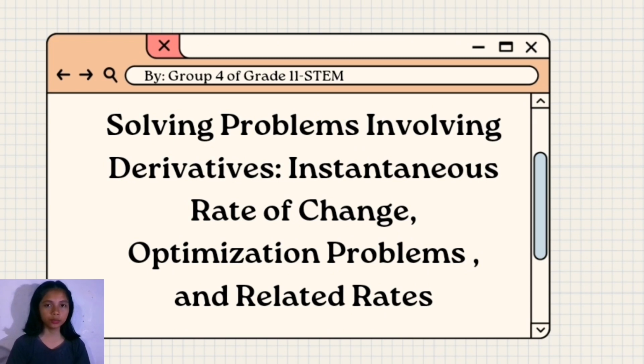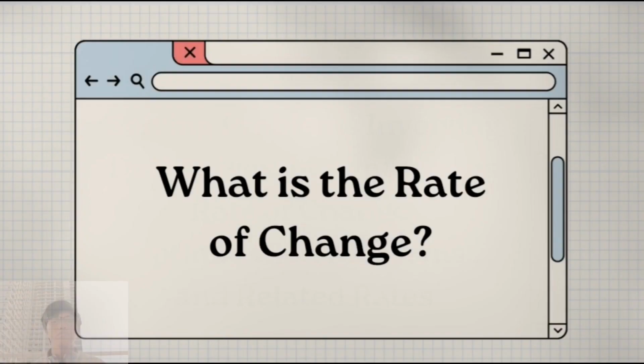Hi everyone, this is Group 4 and today we will discuss what the instantaneous rate of change is, optimization problems, and related rates. This presentation aims to present what these topics are and how to solve these problems.